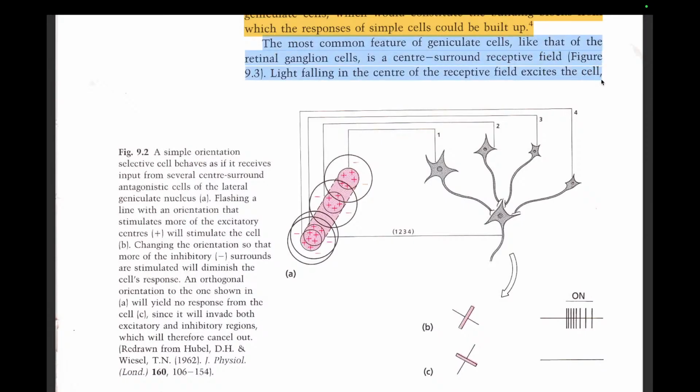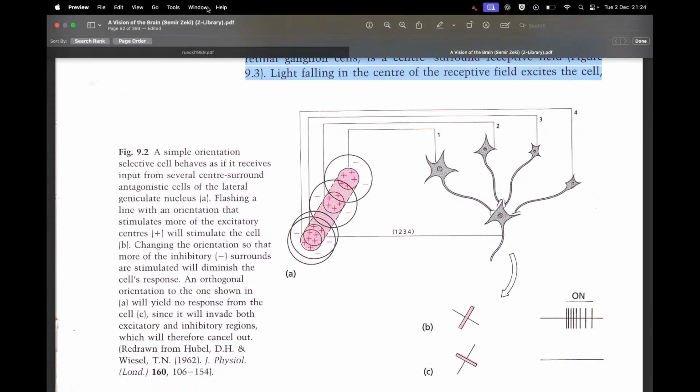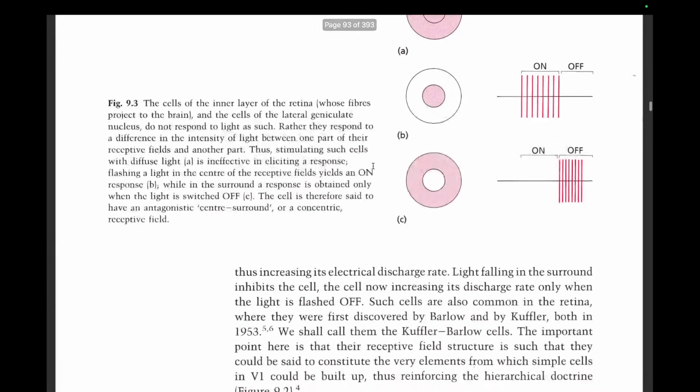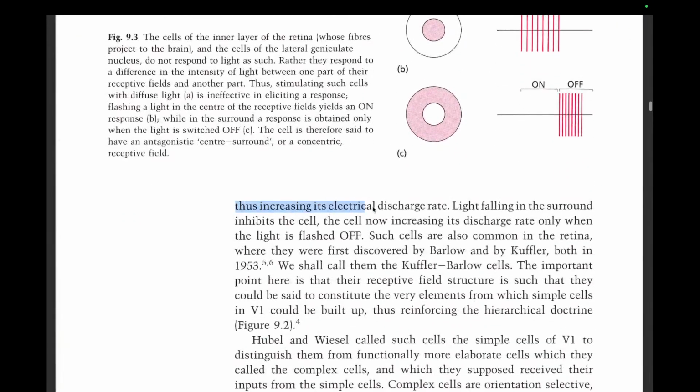Light falling in the center of the receptive field excites the cell, thus increasing its electrical discharge rate. Light falling in the surround inhibits the cell, the cell now increasing its discharge rate only when the light is flashed off.